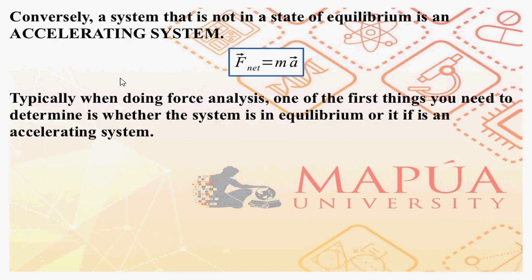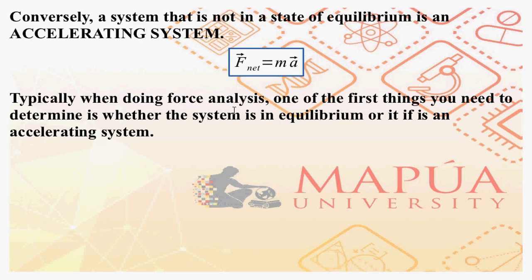On the other hand, if the system is not in a state of equilibrium, the net force is not equal to 0, the acceleration of the system or object is not equal to 0, the velocity is not constant, you have an accelerating system. And for an accelerating system, the net force is equal to mass times acceleration.